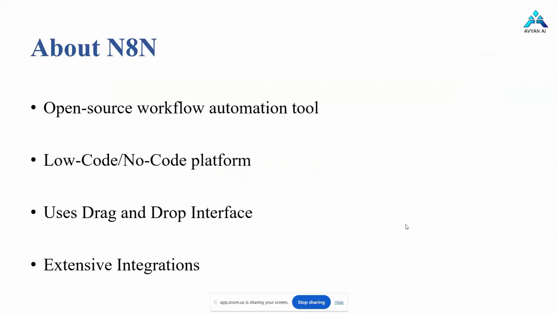So first, about N8N. Imagine if you could connect your apps like Gmail, Sheets, Slack, Notion, and make them talk to each other automatically without writing much code. That is what N8N helps you accomplish. N8N is a popular low-code automation tool. It can help you build workflows that handle your repetitive tasks like sending an email, updating your spreadsheets, or even triggering APIs. All this can be done with your normal drag and drop interface.